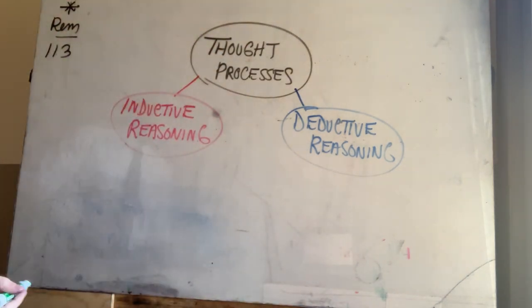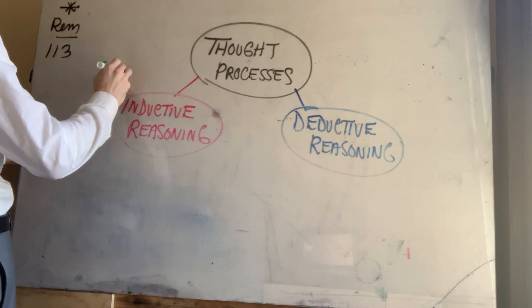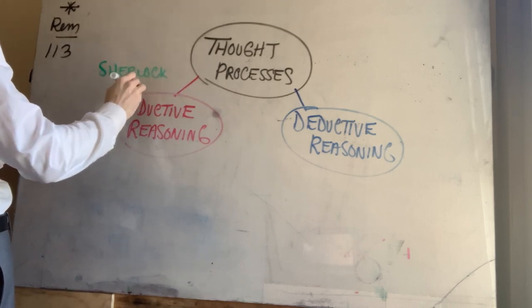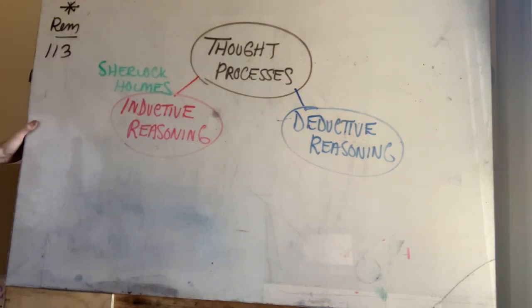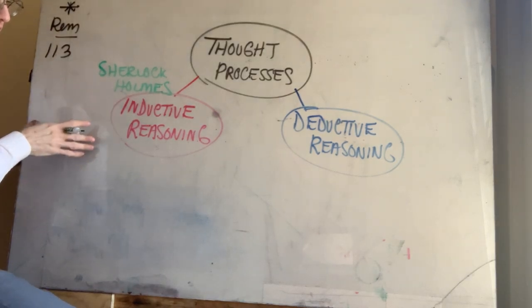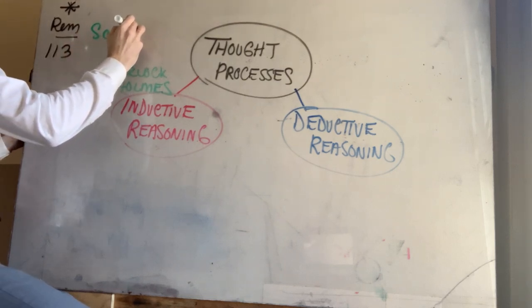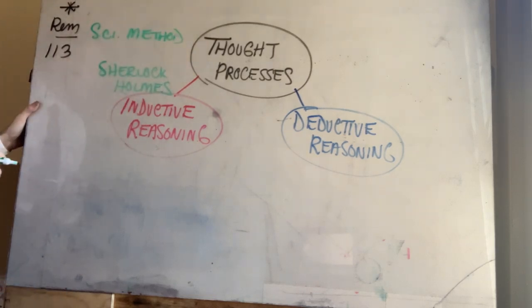When you think inductive reasoning, think Sherlock Holmes. Right. Sherlock Holmes not being a real person, of course, is a fictitious character, but think Sherlock Holmes. The behavior and methodology of Sherlock, all right, involves the scientific method. You'll see how in a moment.